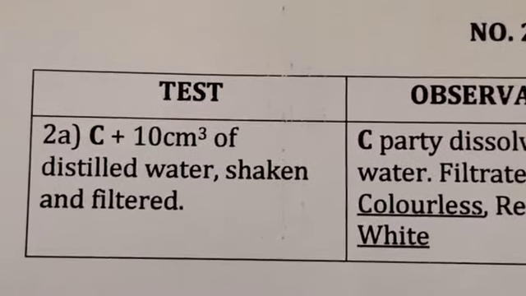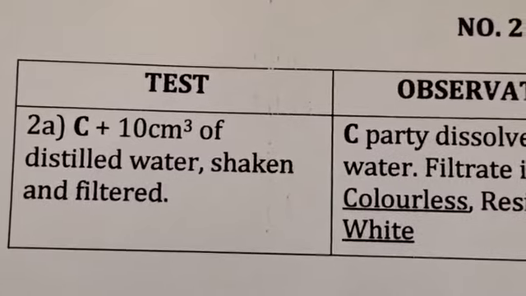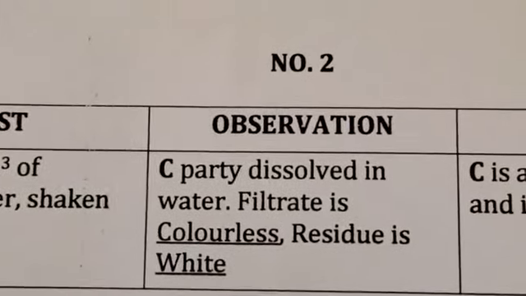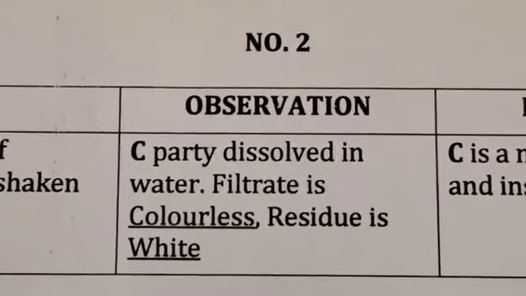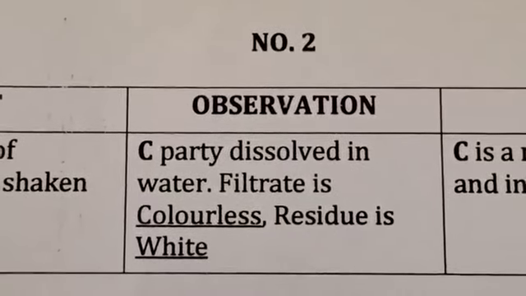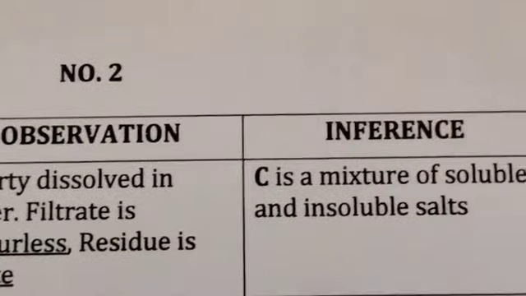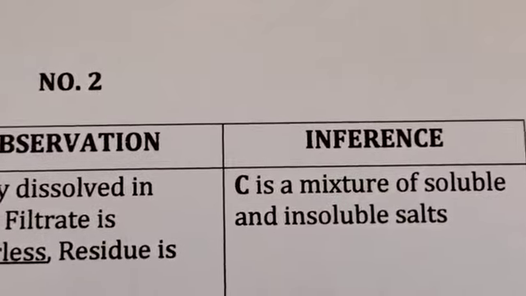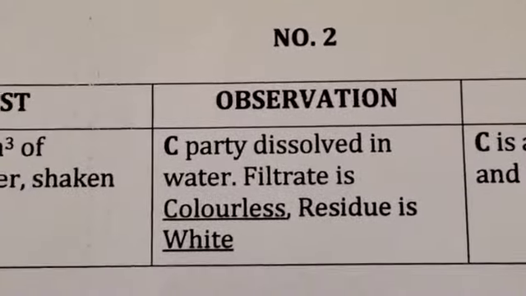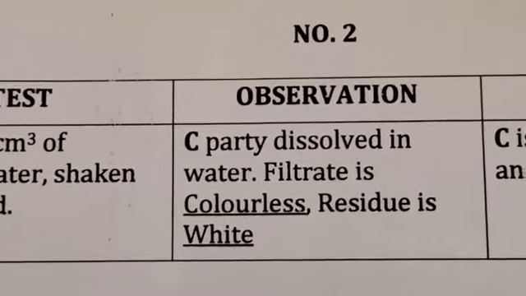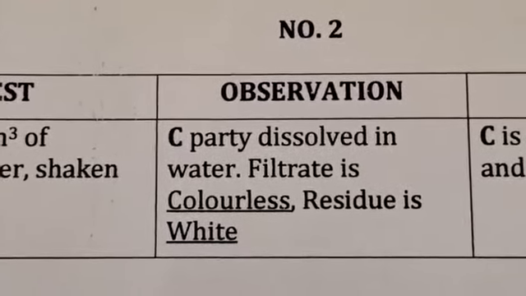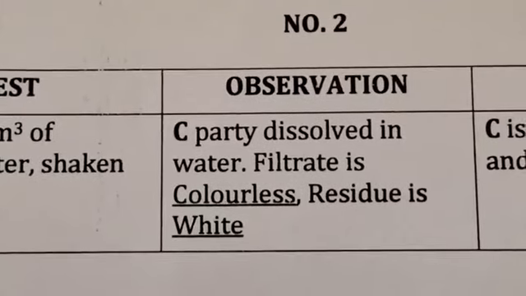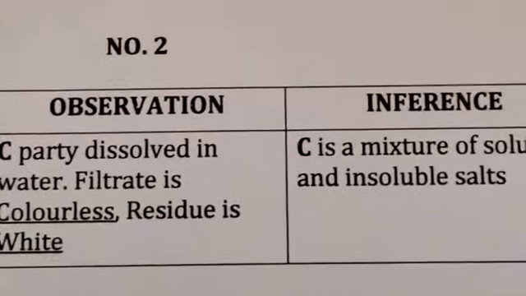Report 2A. C plus 10 cm³ of distilled water, shaken and filtered. Observation: C partly dissolved in water. Filtrate is colorless. Residue is white. Inference: C is a mixture of soluble and insoluble salts. Yes, we know that the components of C are soluble salts, but since the question did not tell us that they are soluble salts, we have to pretend that we don't know whether they are soluble or not and report what we are seeing physically.